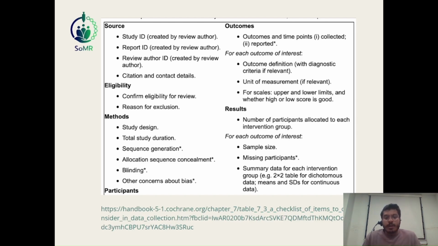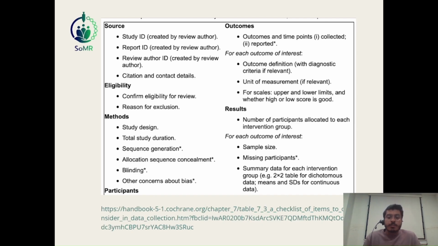And then we have results. In results, we first talk about the number of participants that we have allocated to each intervention group. If you're not talking about any intervention group, then you just talk about the participants generally. And then we come to the outcomes of interest. We include the sample size.